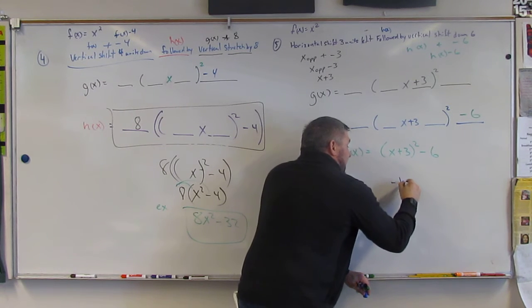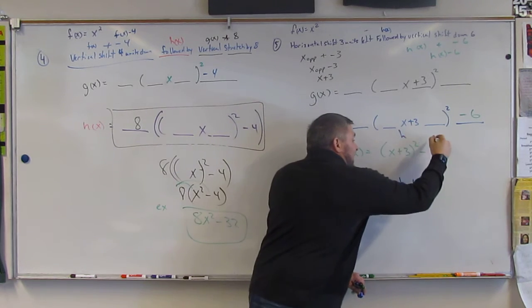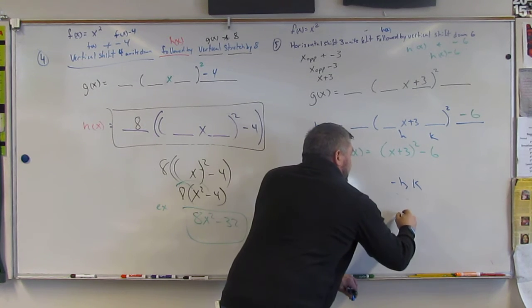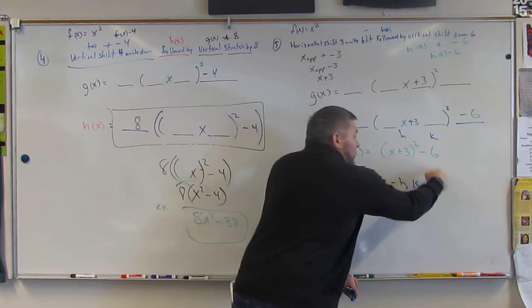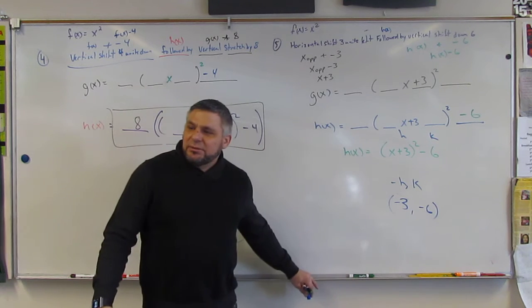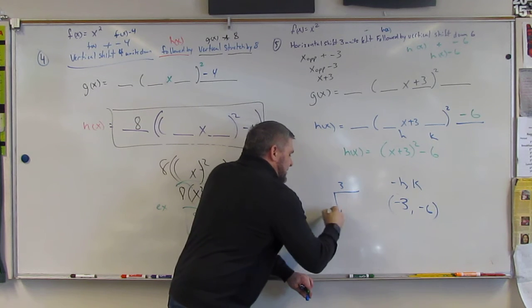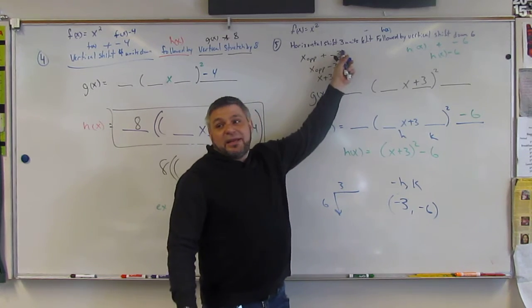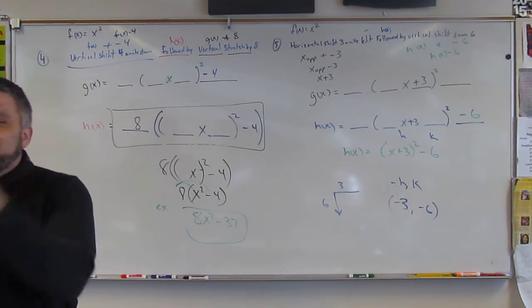Yeah. Minus HK, right? So it's the opposite H and the exact K. So what's your vertex? Well, it's what's opposite of 3? Negative 3, right? What's your K? Negative 6. So what does that tell you? It tells you it's going left 3 and down 6. What did you do? You went left 3 and you went down 6. So you should be able to go backwards and forwards with this.